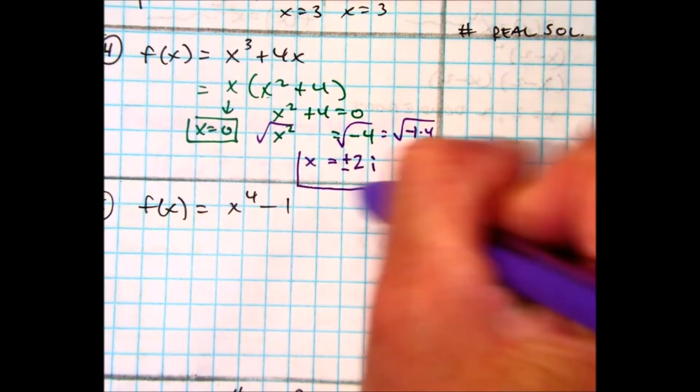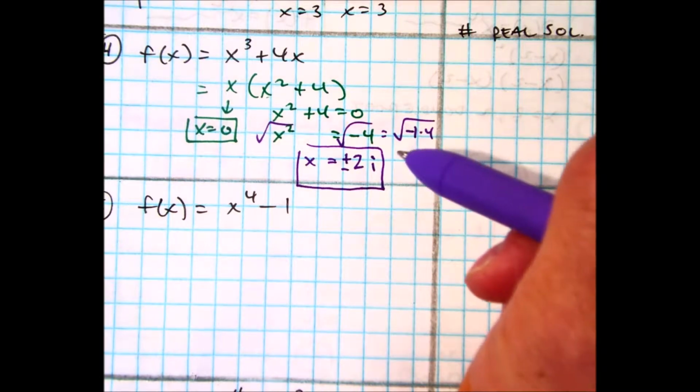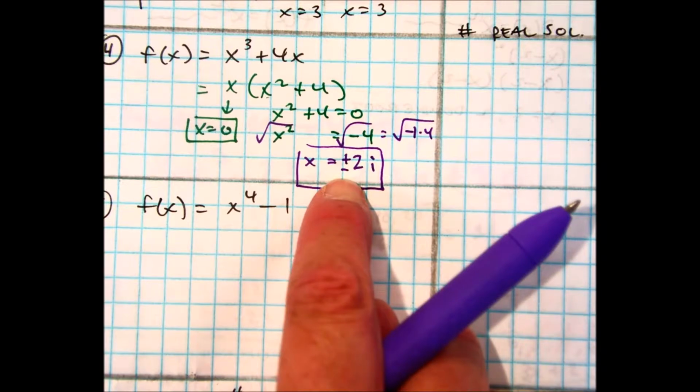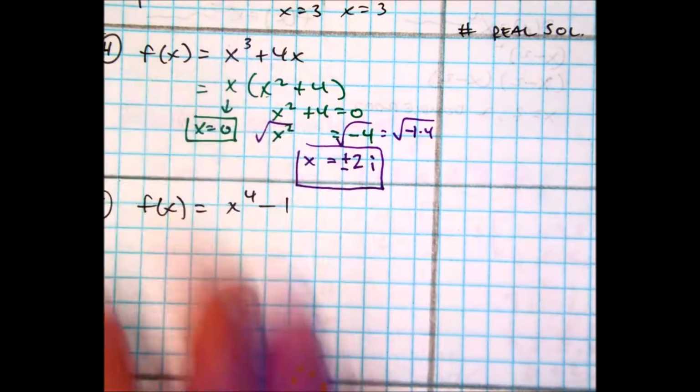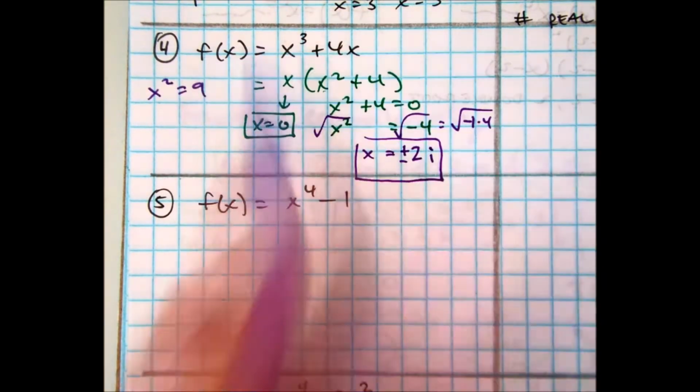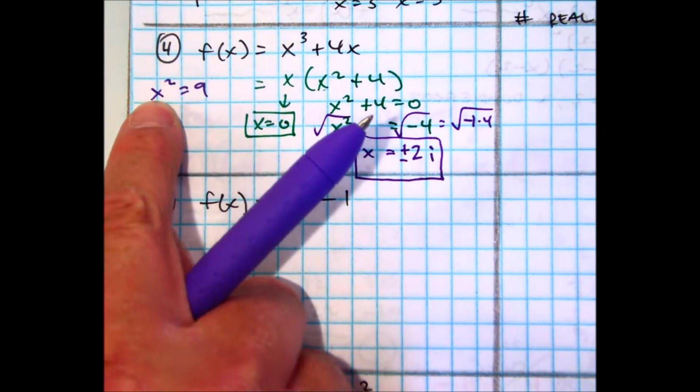Raise your hand if you got x equals plus or minus 2i. Oh, never mind, that was over here. Now, this is important, the plus or minus. Let me go over that really quickly. If you did an easy problem like this, x squared equals 9. What number can you put in for x that'll give you 9?